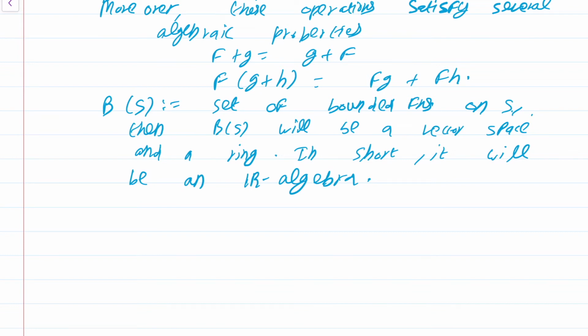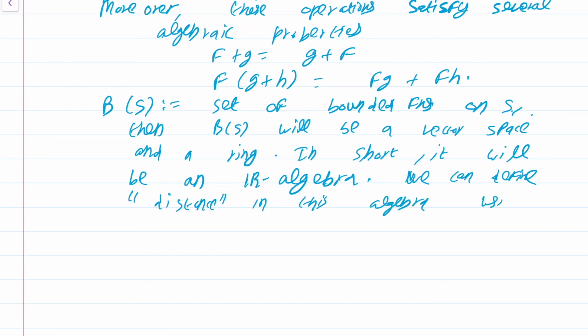Not only that, we can define distance, which I'll put in quotes, distance in this algebra using this norm. Now this norm you should think of, as the notation suggests, in terms of the absolute value or modulus function that you have been using throughout this course. The absolute value function on the real numbers satisfies a number of simple properties, the most important of which is the triangle inequality. You can actually check that this norm satisfies similar properties.